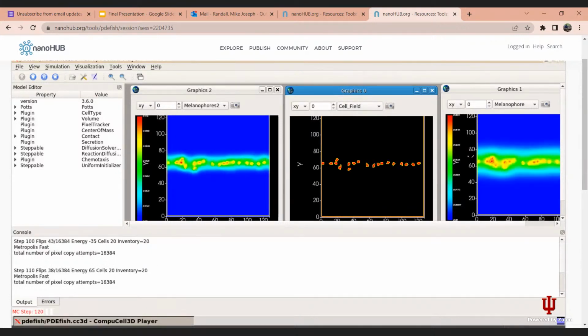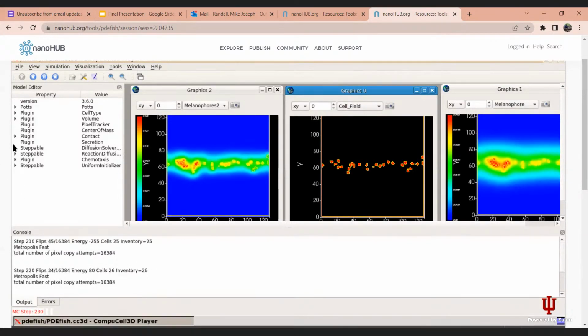So yes, we see the melanophores there, and then we can change. I had a steering panel here, but we had different versions of the code uploaded, and this one did not have the updated one, so I'll have to re-upload that to NanoHub soon. Here we're coming up on 300, and we just see the melanophore cells there.